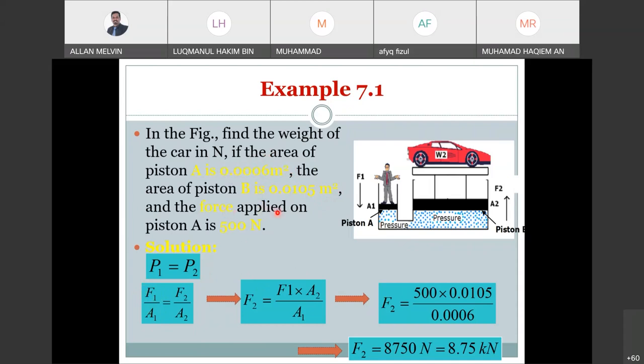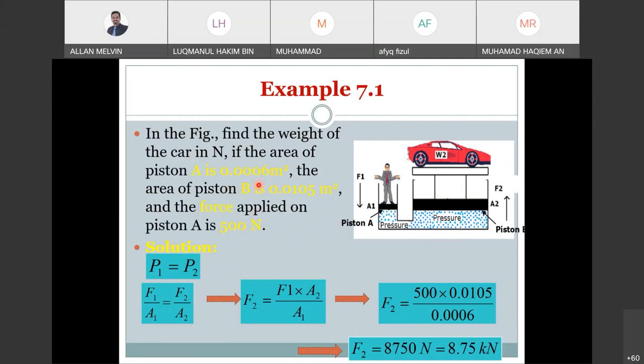Then the force applied on the piston is 500 Newton. So the force is also in Newton, so you don't need to make any conversion. Okay, so we apply the formula. Pascal's law, P1 equals P2. Then you get this formula: F1 over A1 is F2 over A2.